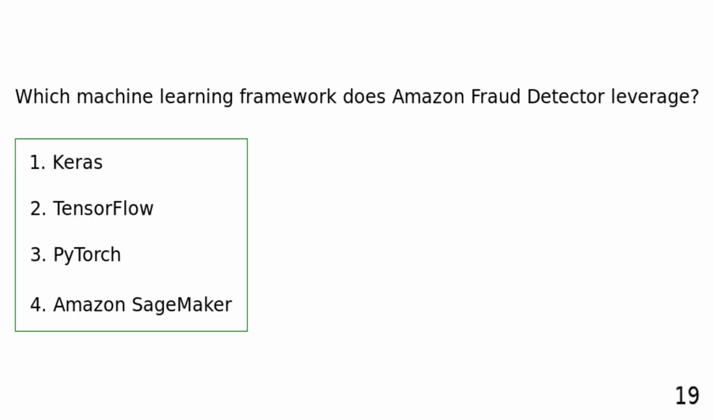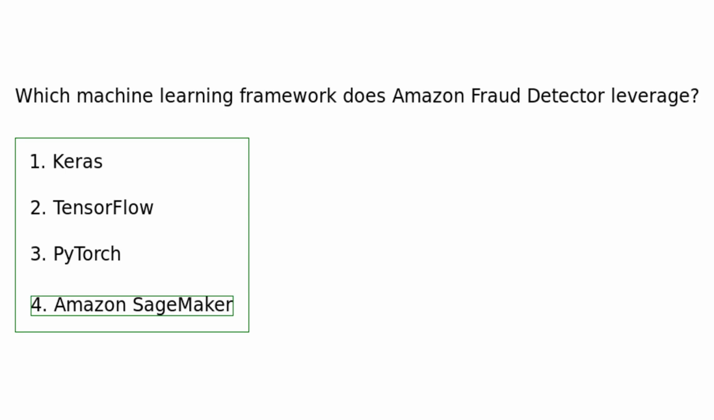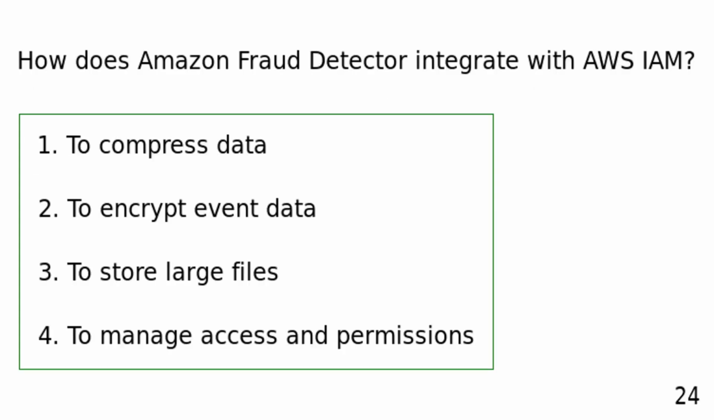Keras, TensorFlow, PyTorch, Amazon SageMaker. Amazon Fraud Detector leverages Amazon SageMaker for its machine learning models to detect fraudulent activities. How does Amazon Fraud Detector integrate with AWS IAM? To compress data. To encrypt event data. To store large files. To manage access and permissions.